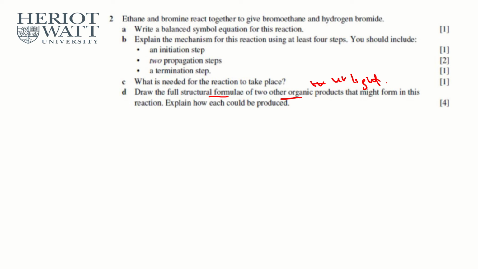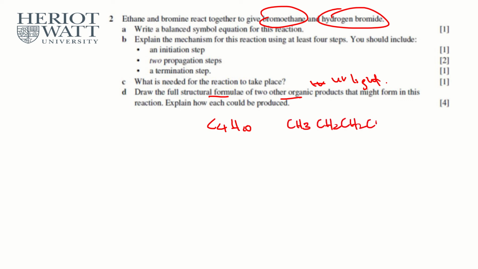Now, when they ask for other organic products, what are the main products here? Bromomethane and hydrogen bromide. So you should suggest your answer other than these two. So just now, we worked out the termination steps, right? So maybe one of them, C4H10. They want structure formula, so basically it's CH3CH2CH2CH3. Okay, that's one of it.